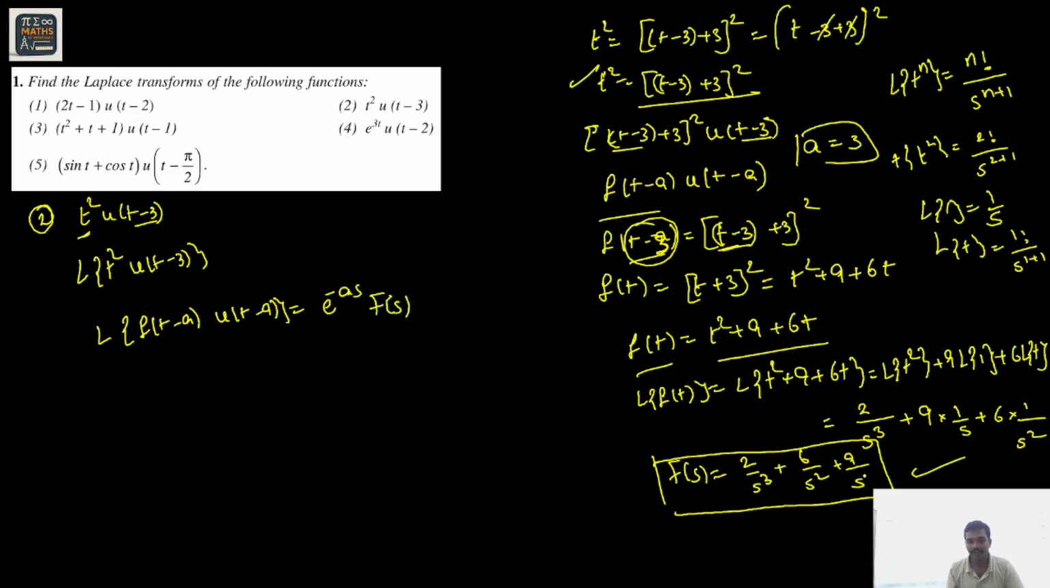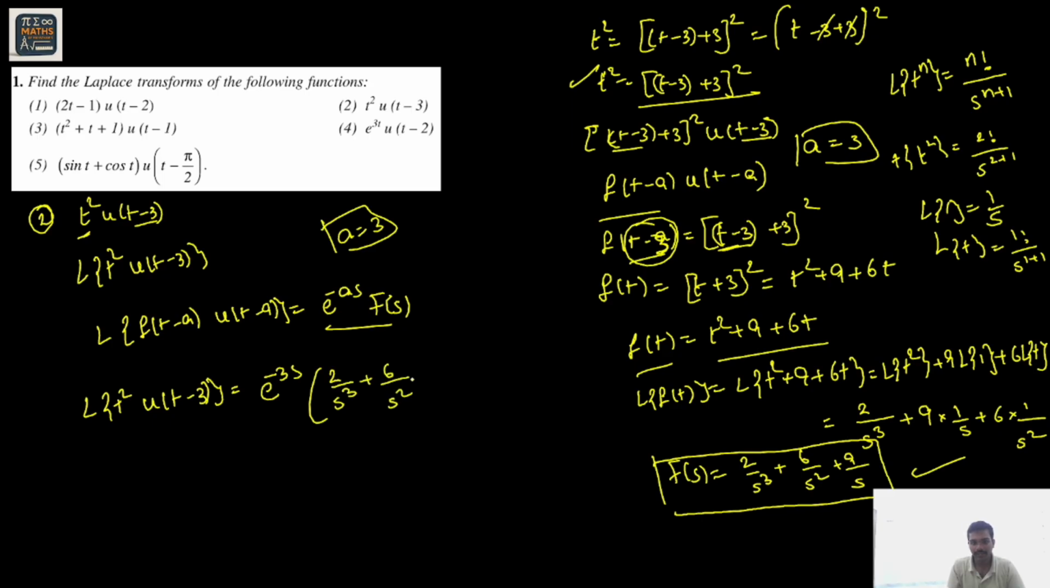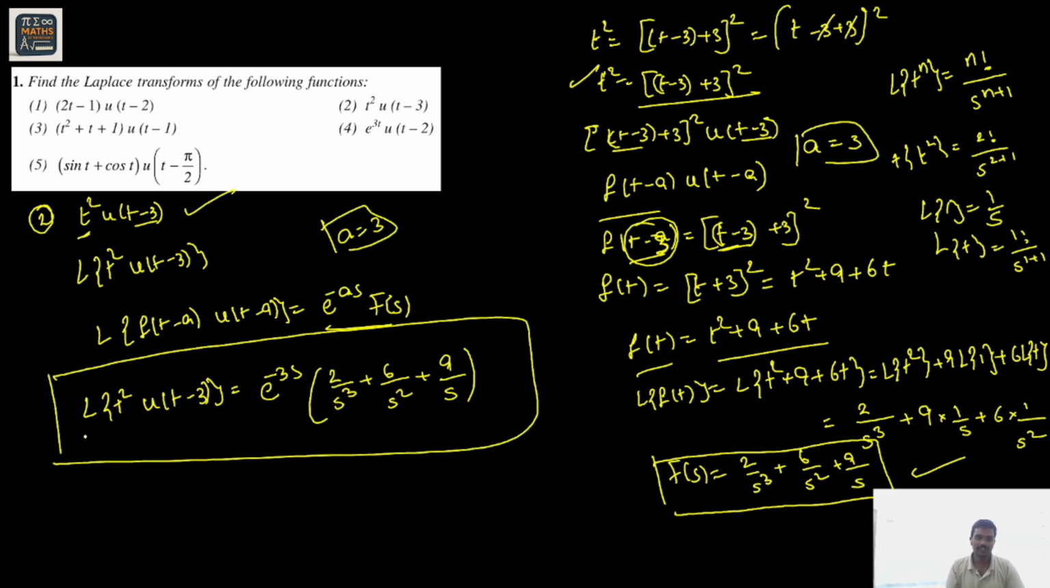Here we find the f of s, then the a value is 3. We just substitute these two terms in here, then we get Laplace of t square into u of t minus 3 is equal to e power minus 3s into 2 by s cube plus 6 by s square plus 9 by s. This is the Laplace for the given function.